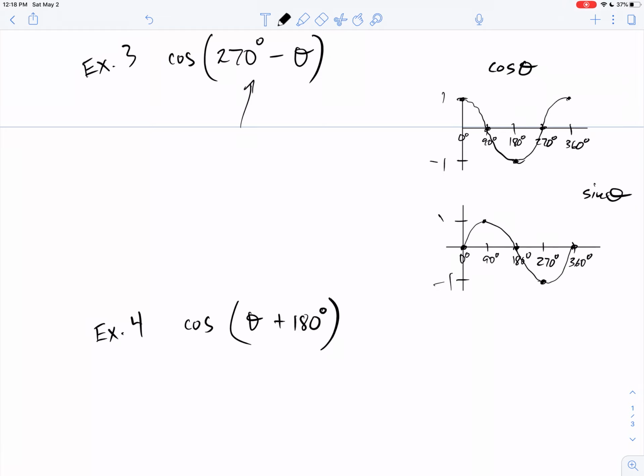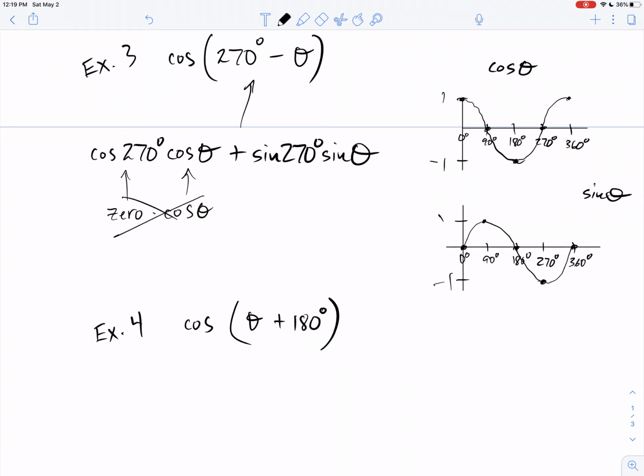And let's go get this. I'm going to do the cosine of 270 degrees times the cosine of theta. It's a difference, so I'm going to put a plus. Sine of 270 times sine theta. Let's go get this. What is the cosine of 270? Look at your graph, and guess what? That thing is 0. So 0 times the cosine of theta. This side's going to cancel out. What is the sine of 270? Look at your graph. Sine of 270 is -1 times what's left over here, sine of theta.